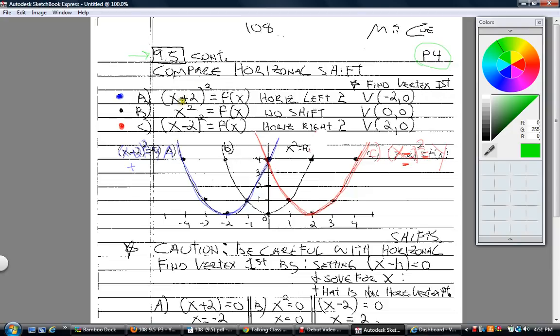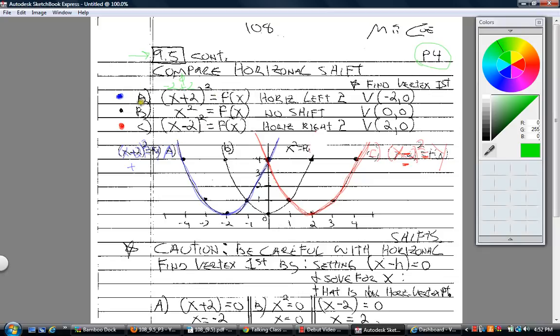What happens here is, in blue, I tried to use a little color for you. I did this on the board, and this represents a horizontal shift to the left of 2 units, because -2 plus 2 would give you a 0, and you're looking for that 0 squared. So that was the horizontal shift.